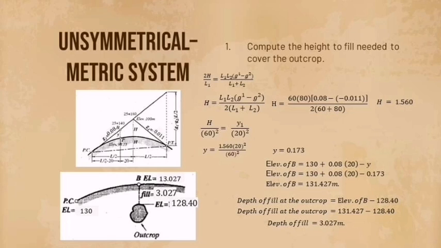So our formula is 2h over L1 is equal to L1 L2 multiplied by G1 minus G2 over L1 plus L2. So again, substitute the given. After substituting the given to the formula, you will get the h, which is 1.560. So to get the y naman, our formula is h over 60 squared equals y1 over 20 squared.